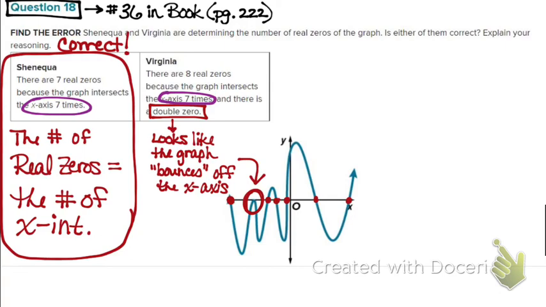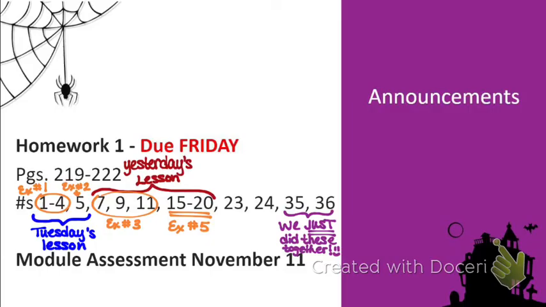All right. So when it comes to homework stuff, Tuesday's lesson, you should have been able to get the first 5 knocked out. Yesterday's lesson, there were 9 problems, but that's because that second set, 15 through 20, was just real fast, just a single number. How many x-intercepts do you see? We just did 35 and 36 together, so if you've been following along, you should only have 2 problems to finish up.